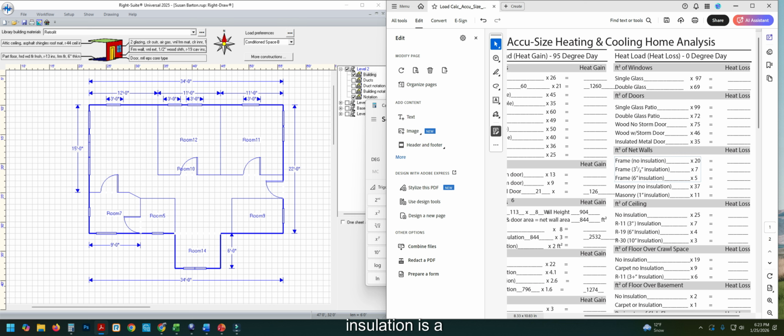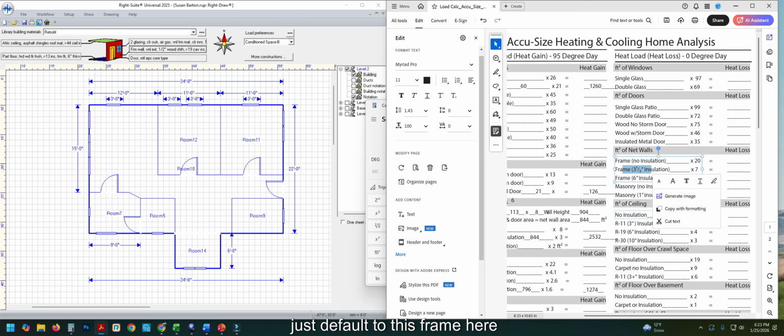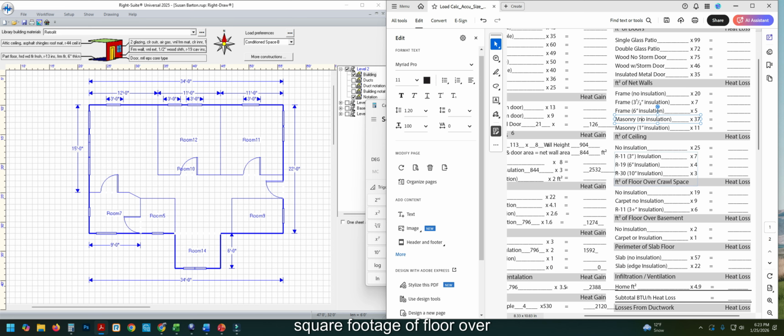Coming down to the insulation, we're just going to use this 3.5. 3.5 is going to equate to that R13 value, unless you do have a masonry or a brick or a cinder block wall. If you're not sure, just default to this frame here. Otherwise, if you have masonry, we can use the masonry values. The ceiling is the same. Square footage of floor over crawl space. So if we have a crawl space, or if we have a basement, we would use one of these different values. Just like the cooling side, our ceiling aspect is pretty similar. We're just going to use the R30 value when it comes to the ceiling.